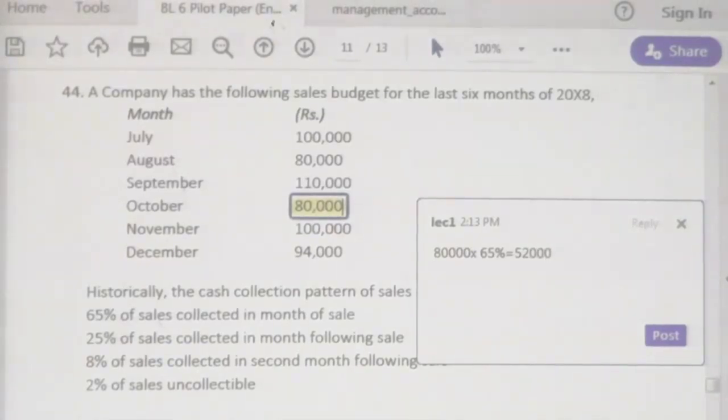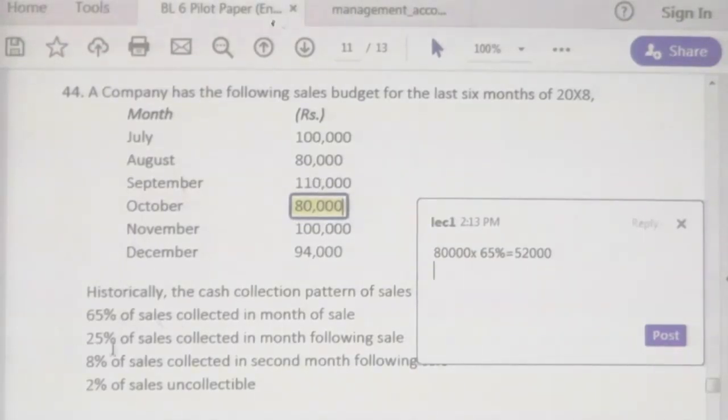Now, all other collections relating to the October sales will occur after October. Why? 25% in November, 8% in December, 2% cannot be collected, because only 65% will be collected within the same month, balance after that month. But we need cash collection of October. Therefore, we can take only 65% of October. Balance will come from the previous months. Got it?